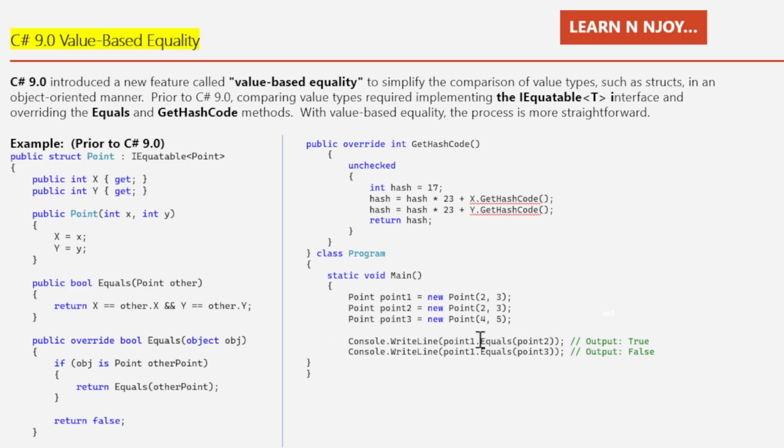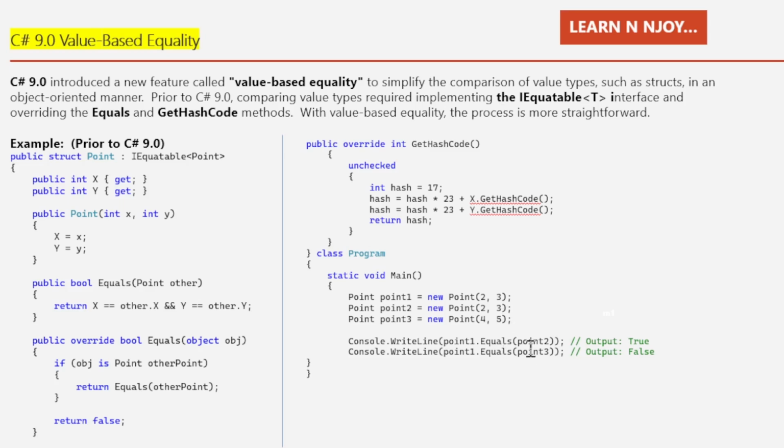So once it gets executed, the output will be true. Then we are going to write Console.WriteLine(point1.Equals(point3)). So basically here I am comparing point1 and point3 to see whether these two structs are equal or not. It is going to give us a false value, because if you see, in point1 we are passing the values 2, 3, and here we are passing 4 and 5. So ideally it's not equal. That's what we get confirmed using this Equals method.